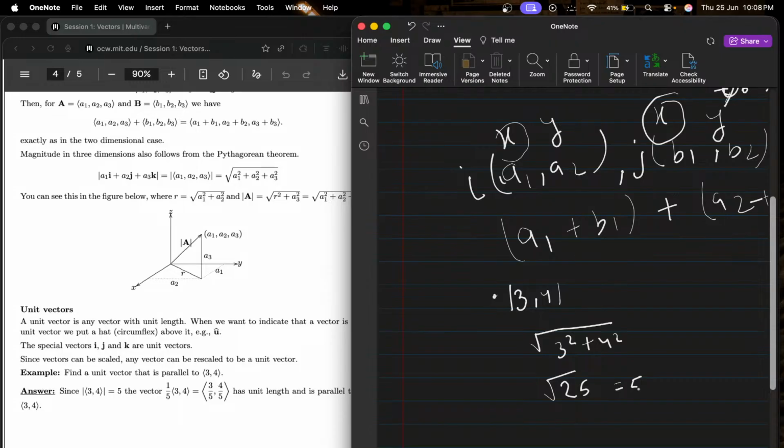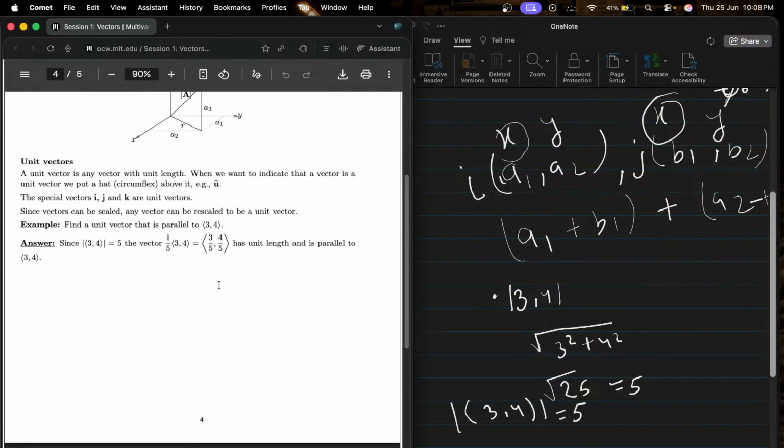But the vector, why do we put 1 by 5, how is it inverse? Okay, I have to study again. Unit vector is any vector with unit length. Since vectors can be scaled, any vector can be rescaled to a unit vector. Find a unit vector that is parallel to this. Okay, let's just ask AI why it happened.